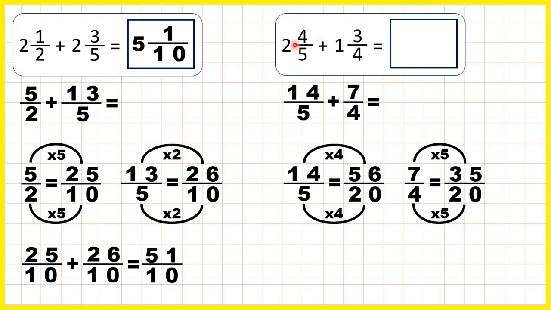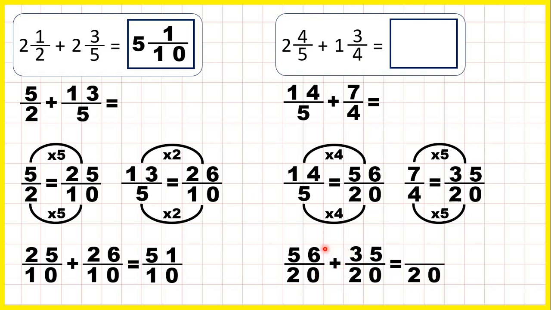Instead of 2 4/5 or 14/5, we can write 56 over 20, and instead of adding 1 3/4 or 7/4, we can add 35 over 20. So we're adding fractions, so the denominator stays the same, and 56 plus 35, you might need to use column method for this, but that gives us 91. So our answer is 91 over 20.